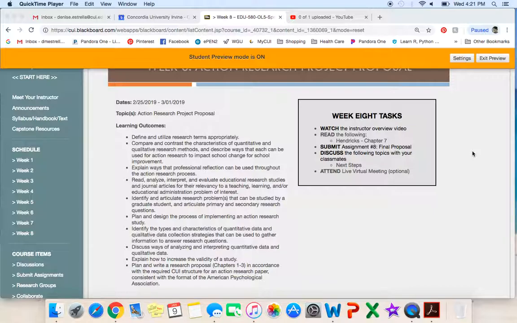Explain how to increase the validity of a study. Plan and write a research proposal, which are chapters 1 through 3, in accordance with the required CUI structure for an action research paper, consistent with the format of the American Psychological Association.